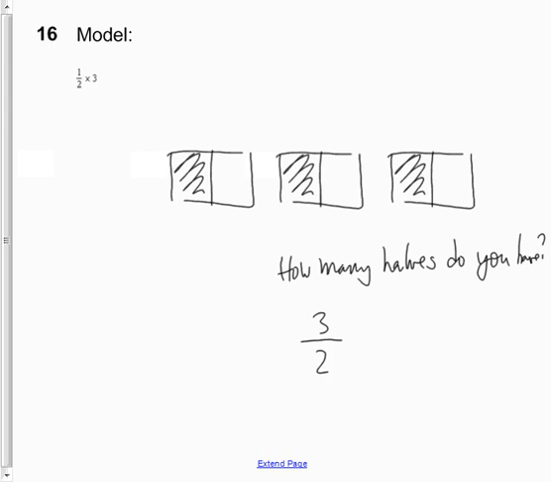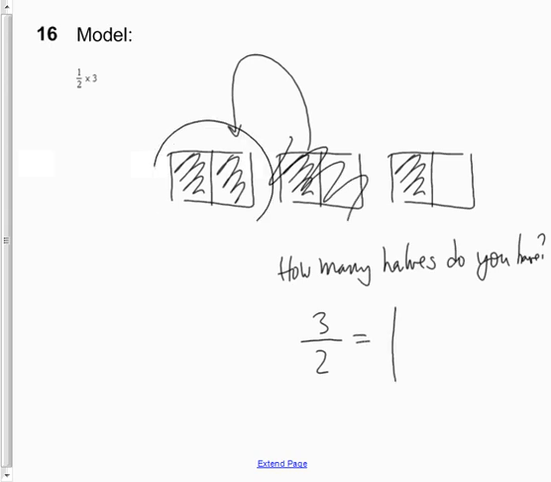When you reinterpret that, you could think, well, what if I put this half here? Then I would have 1 and a half left over. So visually interpreting what that means, you would have 3 halves or 1 1/2 in total.